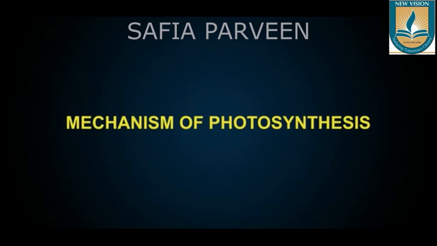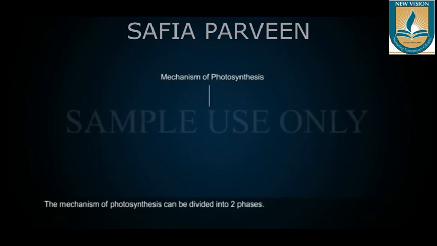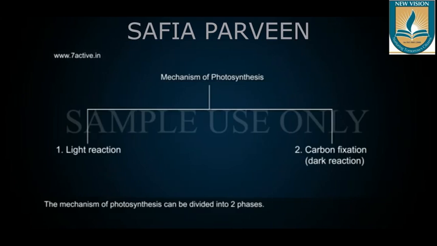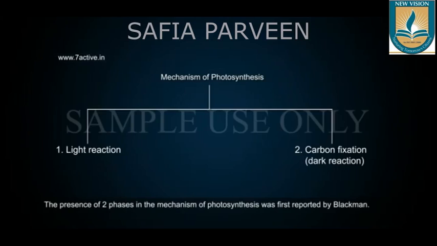Now, mechanism of photosynthesis. The mechanism of photosynthesis is divided into two major phases. The first one is light reaction and the second one is dark reaction, otherwise called carbon fixation. The presence of two phases in the mechanism of photosynthesis was first reported by a scientist called Blackman.